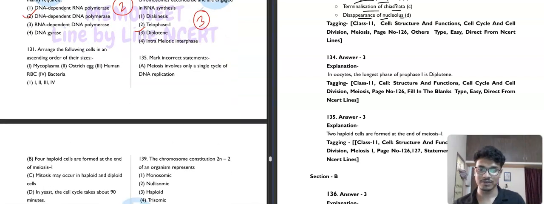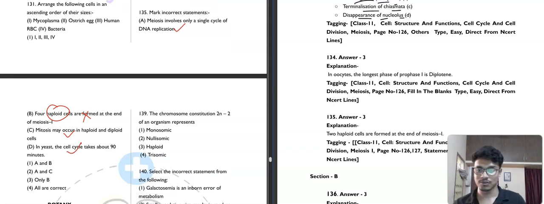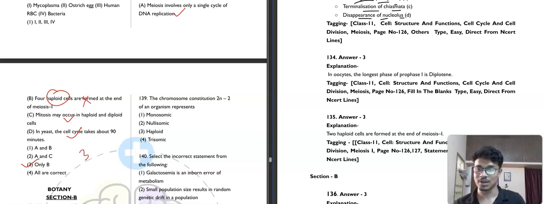Then question number 135. It is saying mark the incorrect statement. Meiosis only has a single cycle of DNA replication. Absolutely correct. Then 4 haploid cells are formed at the end of meiosis 1. No, 2 haploid cells are formed at the end of meiosis 1. Then mitosis may occur in haploid and diploid cells. Correct. In yeast, the cell cycle takes about 90 minutes. This is also correct. So which is the incorrect one? Only option B, third, is the incorrect.